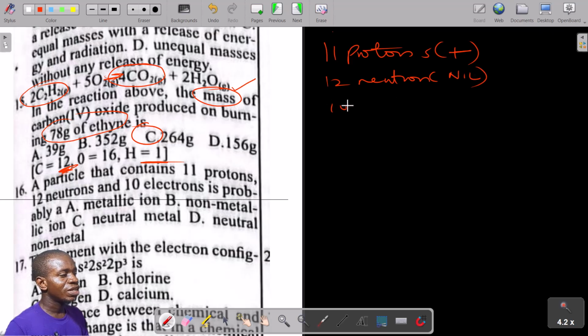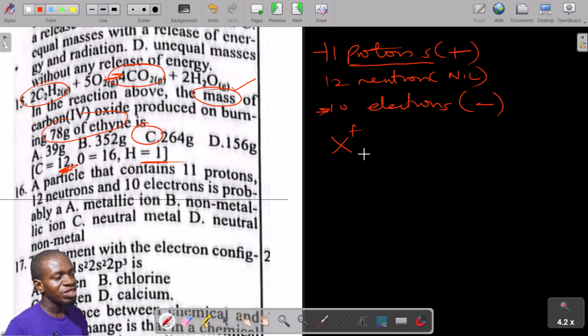Then 10 electrons means a negative charge. But if the number of protons and electrons are the same, the element will be neutral. But if one is greater, the element will either be positive charge or negative charge, depending on the one that is greater. So from the look of this now, which of them is greater? Proton is greater. So for that reason, that element is going to be positive charge.